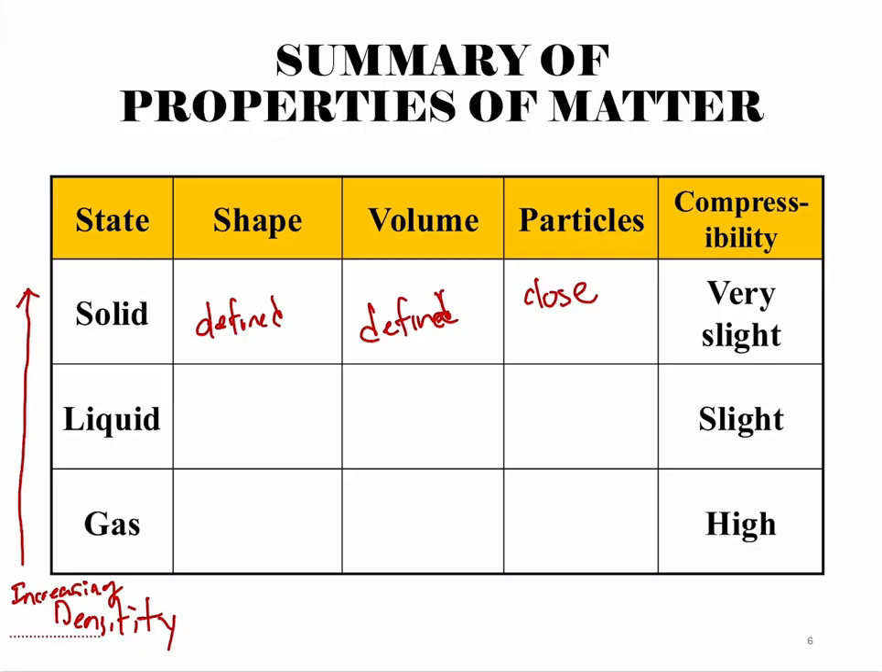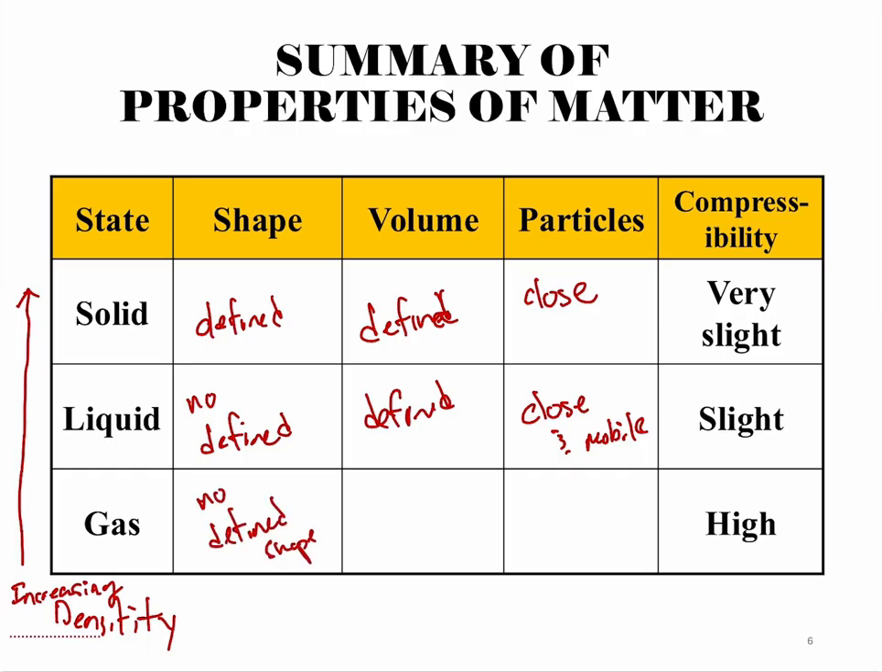So increasing density. Liquids, we had no defined shape because they took the shape of what? The container. But we had a defined volume, right? Because we can measure the volume of a liquid because the molecules are still relatively close to each other. And but they're mobile, so they can move around. And then gas had no defined shape or volume. And the particles for gas were very far apart from each other. And like I said, with a lot of the equations we'll use in this class, we often assume that they're so far apart and the forces are so weak that they don't interact with each other at all.